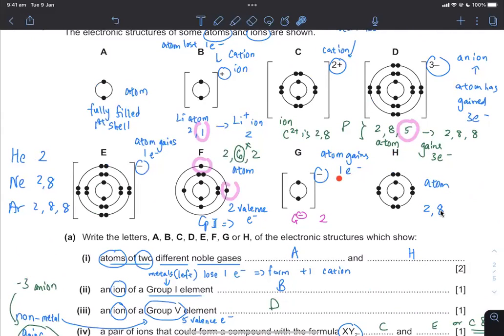You gain 1 electron, now you have 2 electrons. But what is your proton number? Your proton number remains 1. You have 1 extra electron, that's why you are minus 1. Your proton number is 1, that's why you are hydrogen, but you are an ion with a minus 1 charge. So be very careful about interpreting data there.